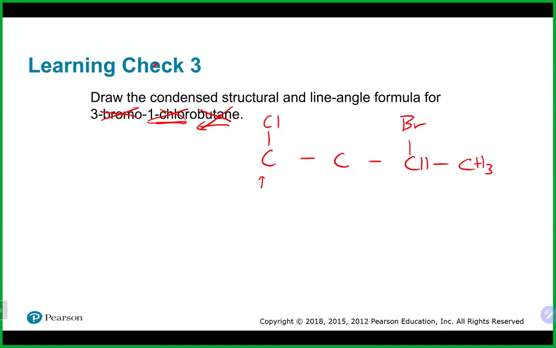This carbon's got 3 bonds, which needs 1 hydrogen. 2 bonds needs 2 hydrogens. And this guy here would be 2 there for our guy. That would be obviously our condensed formula.